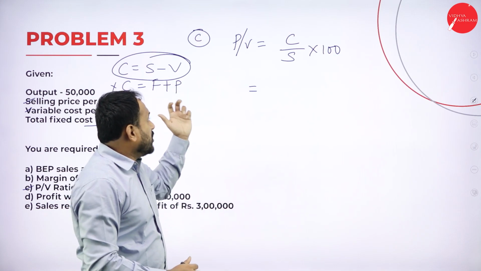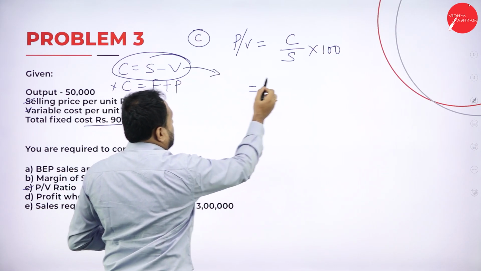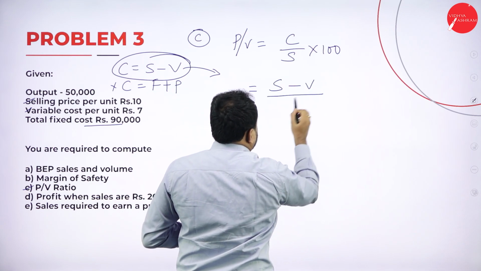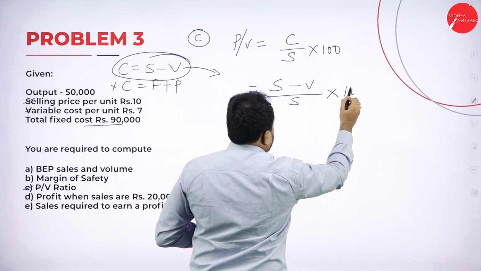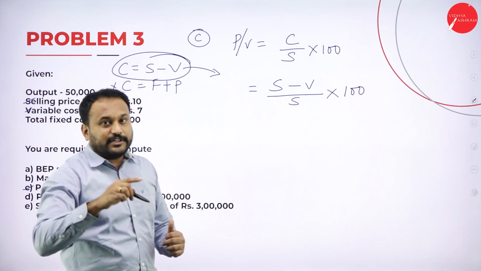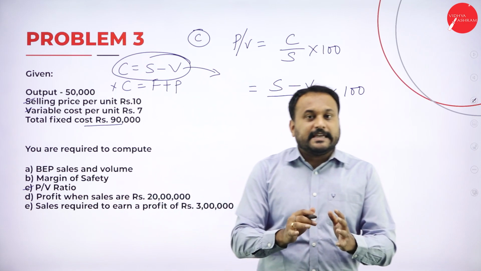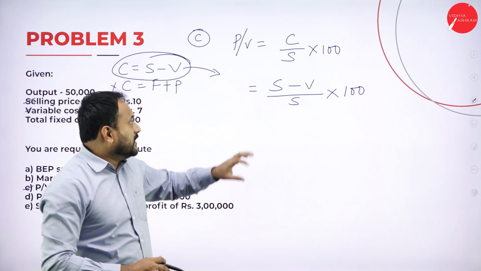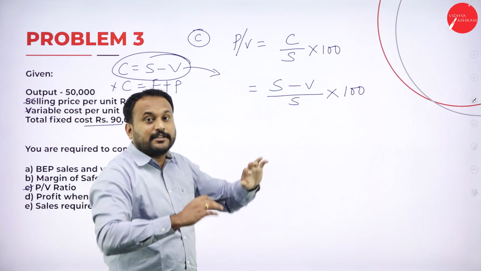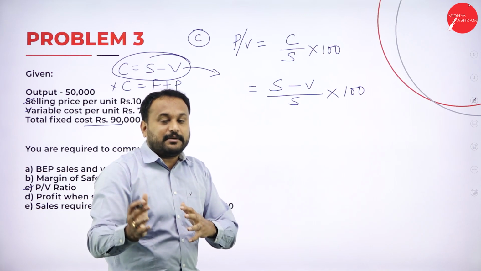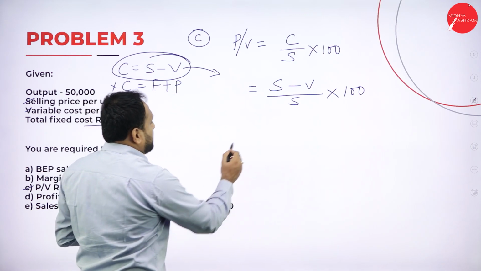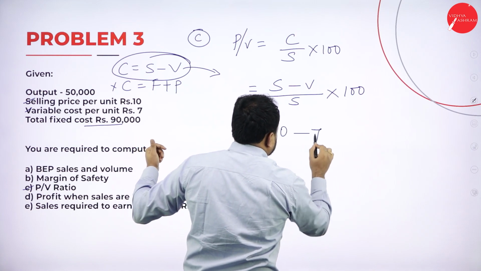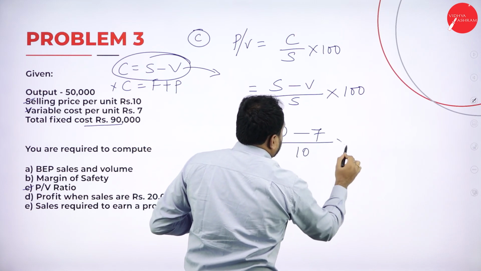So I'll substitute contribution with this. That is, contribution is substituted: selling price minus variable cost divided by sales into 100. Now I told you in the first 2 problems itself that PV can be calculated per unit also. I'll show you the per unit calculation as well as the total sales and variable cost calculation. Now here, selling price is how much? 10 minus variable cost 7, divided by 10 into 100.